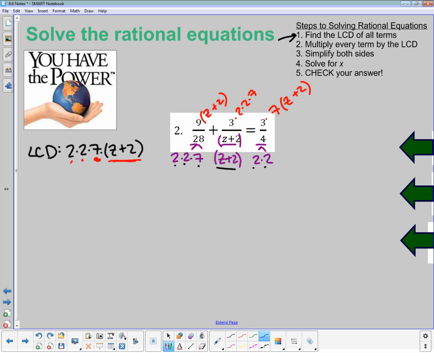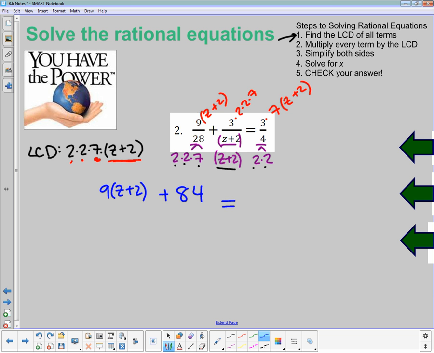So now let's take a look at what I have. I have 9 times (z plus 2), plus 3 times 2 times 2 times 7, which when I multiply all that together, I get 84.